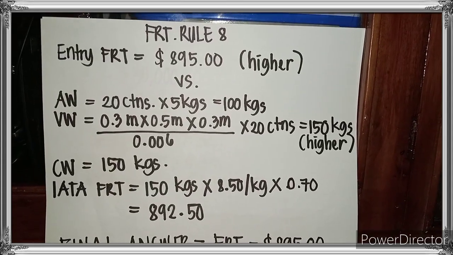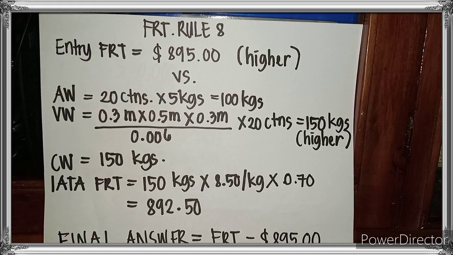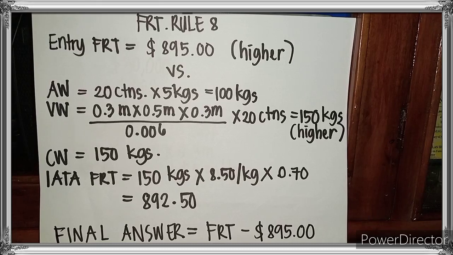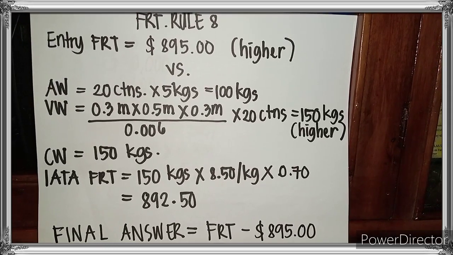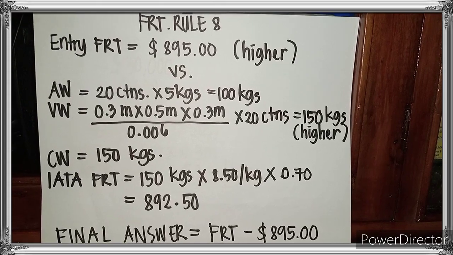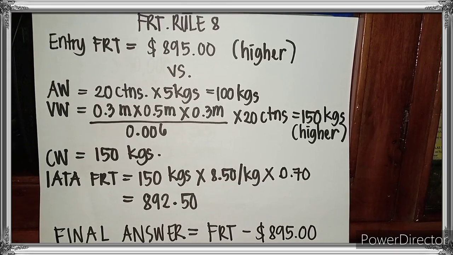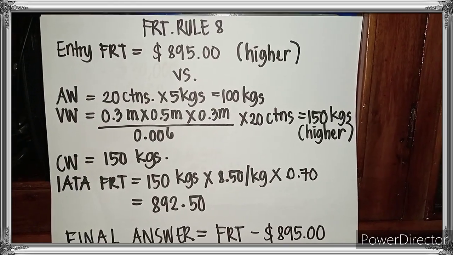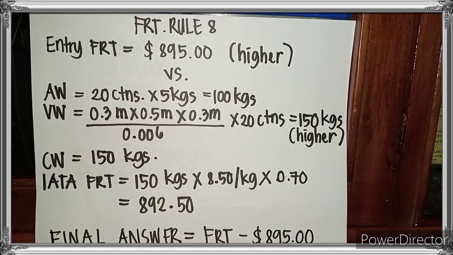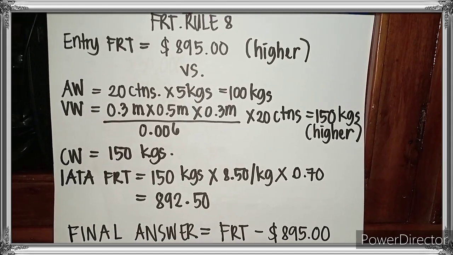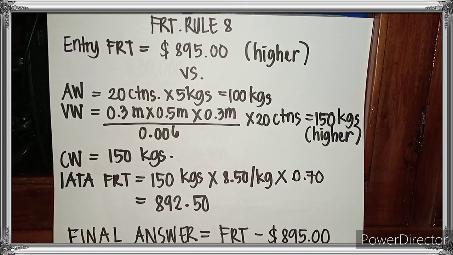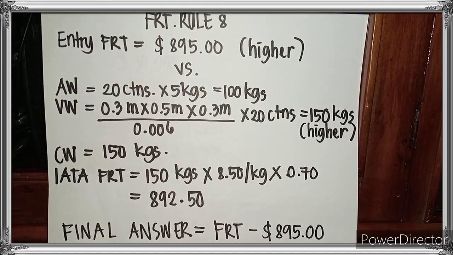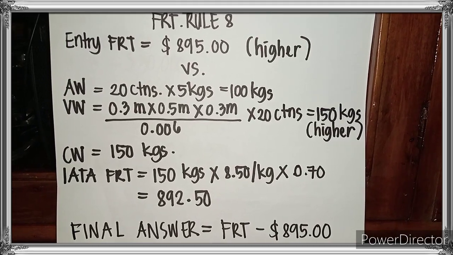To get the freight, we will need to apply Rule 8 of the freight. We have an entry freight of $895. If both the entry freight and the IATA freight are given in the problem, then we take whichever is higher, which is the general rule. So we will need to get the actual weight first.